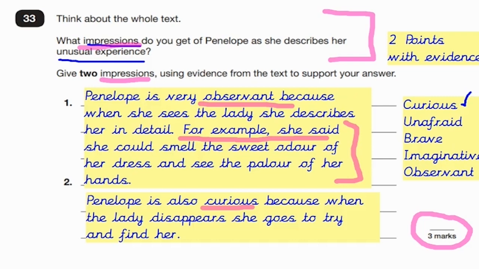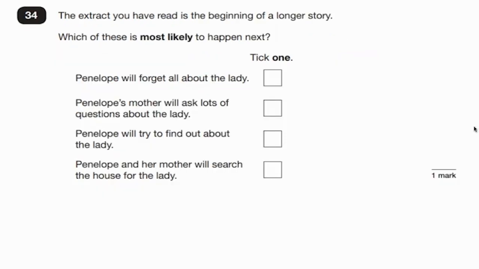Okay, let's have a look at the next question. Question 34. The extract you have read is the beginning of a longer story. Which of these is most likely to happen next? Right, whenever we're asked about what's going to happen next, we know straight away that this is a prediction question. And with prediction questions, you have to not just imagine what you think would happen next, but you have to do it based on the text. So what has happened so far in the text, and what does that suggest will happen next? We don't necessarily have to go back to the text for this one.